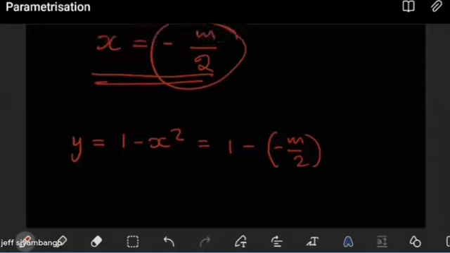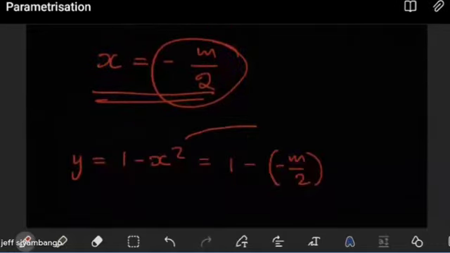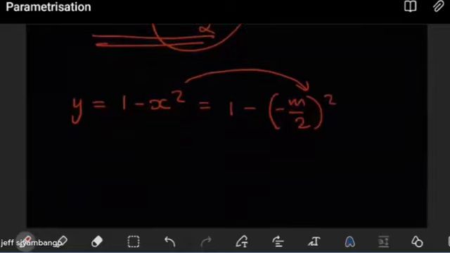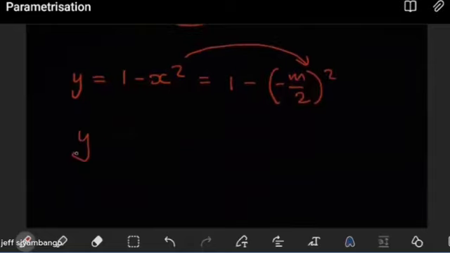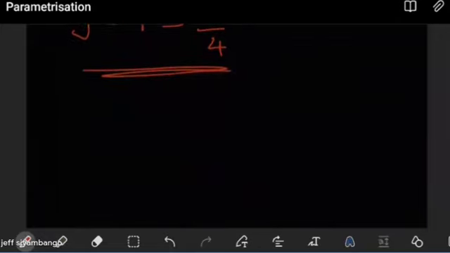Okay, so we have a square. Yeah, the x here is squared. Based on that, this is now y equals 1 minus, when we square here, the negative will be squared to positive. The m will now be m squared. The 2 will now be 4. So notice that again, we now have the second parametric equation, the one for y. So we can now create our conclusion.